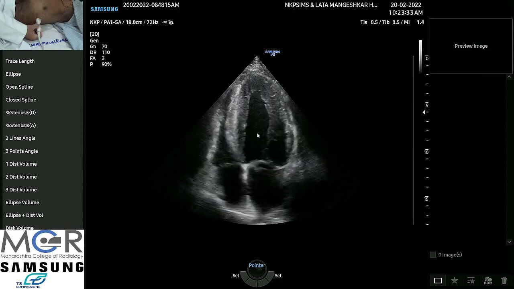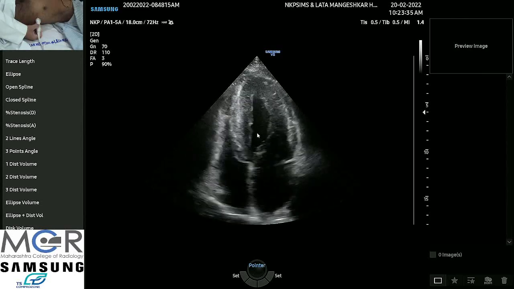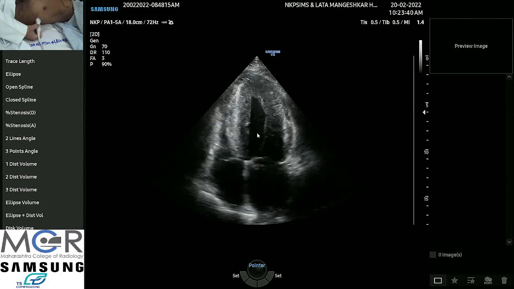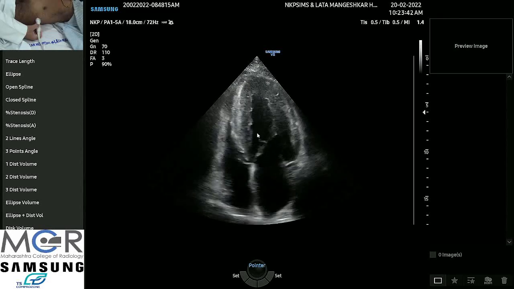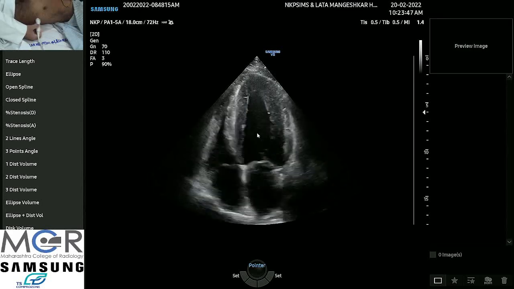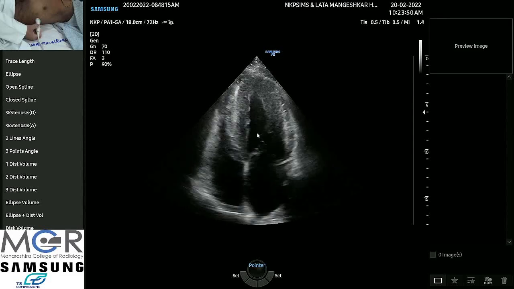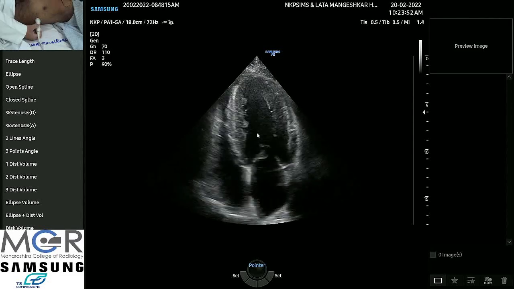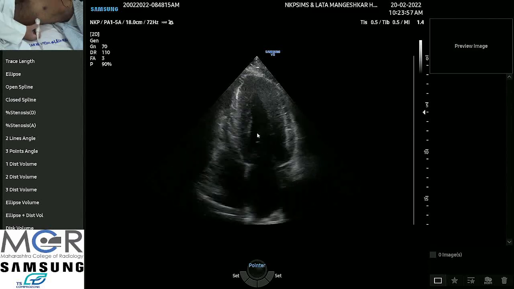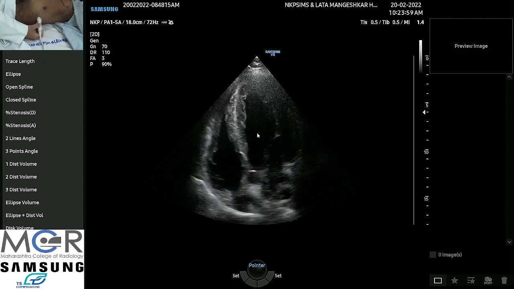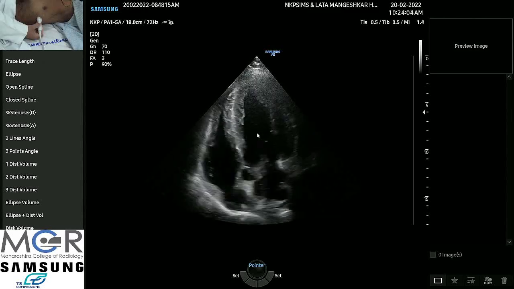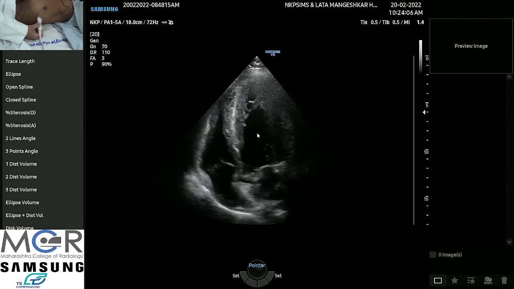You can study the movements of the walls, whether they are normal contraction, akinetic, hypokinetic or dyskinetic. So this will give you an idea about these two walls only. In this 4-chamber view, you can study only the interventricular septum and the lateral wall of the left ventricle. You can also study the free wall of the right ventricle, whether it is contracting well or not, because many times this may be diseased.